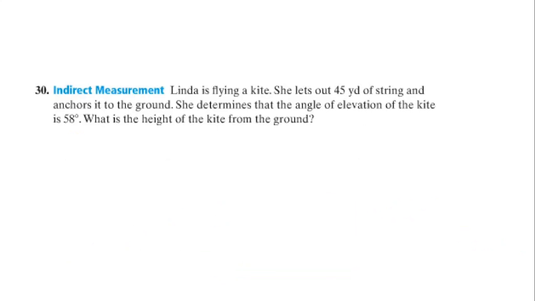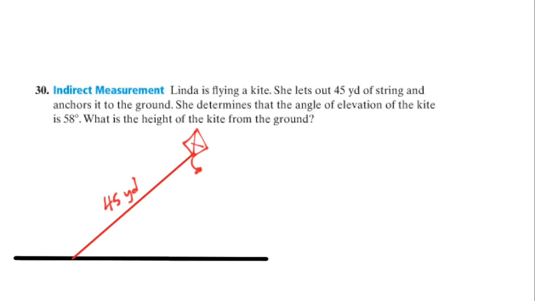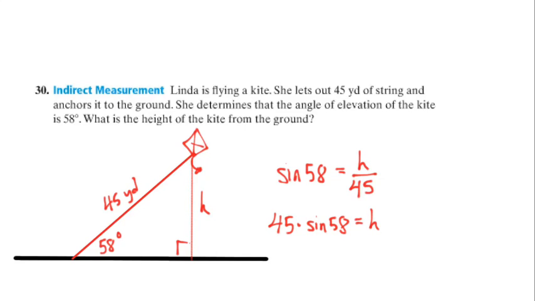Right. This one I have a kite in the air and a string to the ground that's 45 yards, and I'm looking for h, and so I have a 58-degree angle of elevation from the ground, so I don't have to add anything to it, and straight down is going to be a 90-degree angle, so I can figure this out with sine, right? Opposite and hypotenuse. Sine 58 is h over 45. I multiply by 45, and I get my value for h.